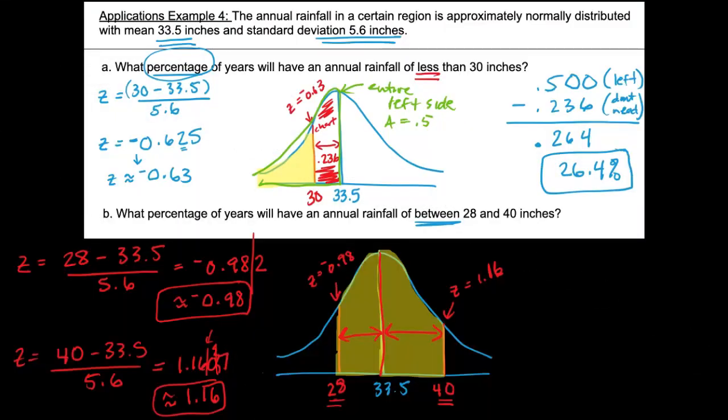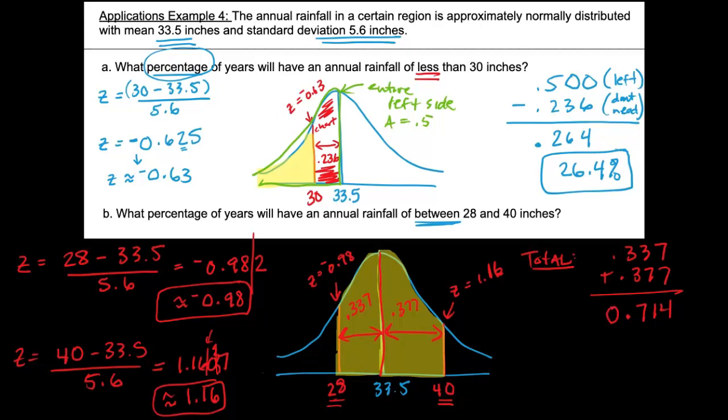So this area on the left here is 0.337, and the area on the right is 0.377. So total altogether, the area is going to be 0.337 plus 0.377. So I'm adding those two areas together, and I get a total area of 0.714. You can put a 0 in front of that too if you'd like.